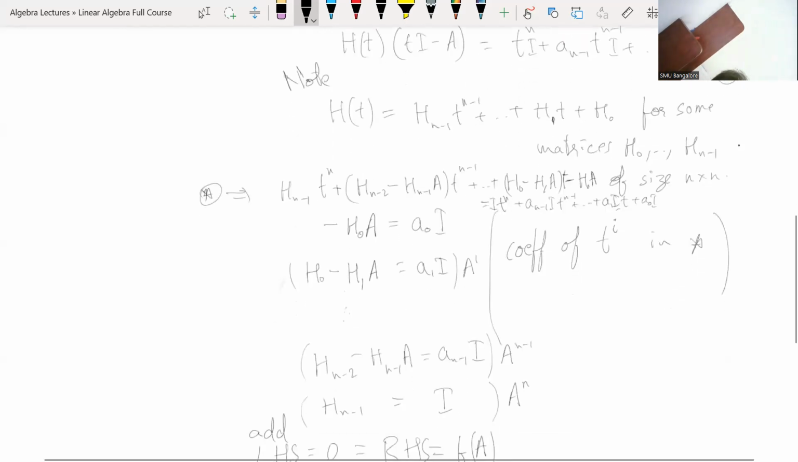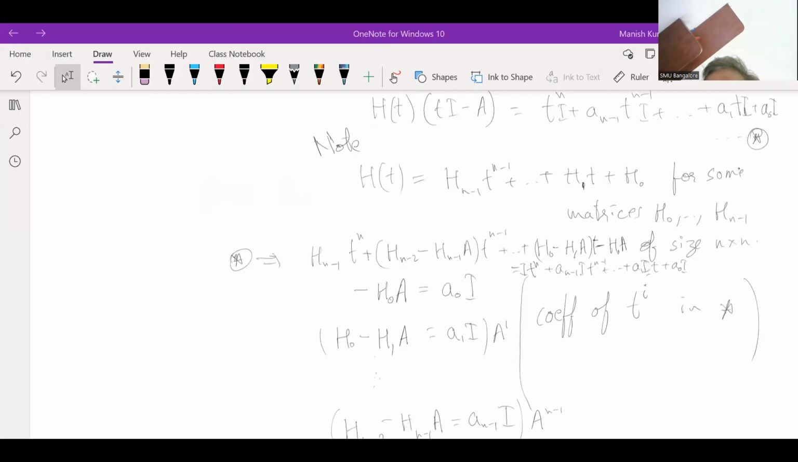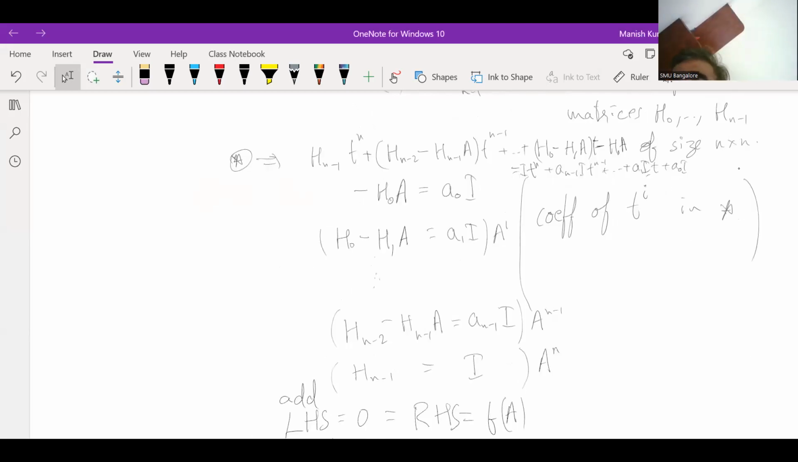So h sub n minus 1 is I. h sub n minus 2 minus h sub n minus 1 times a is the coefficient of t power n minus 1 on the left, and on the right is a(n minus 1) times I. So the one in the bracket is precisely the identity. Is that okay now? Okay, good. Any other questions?